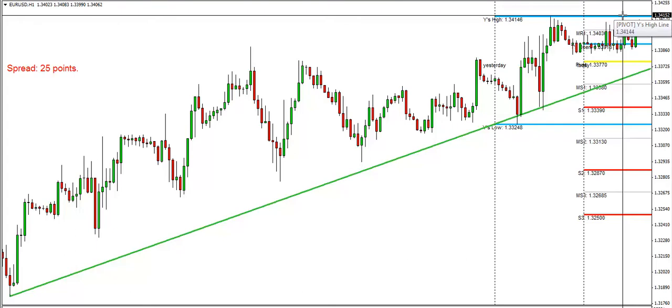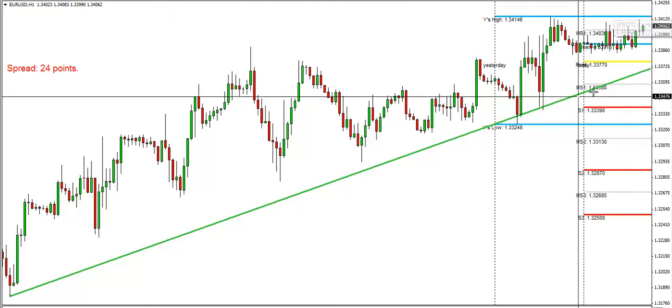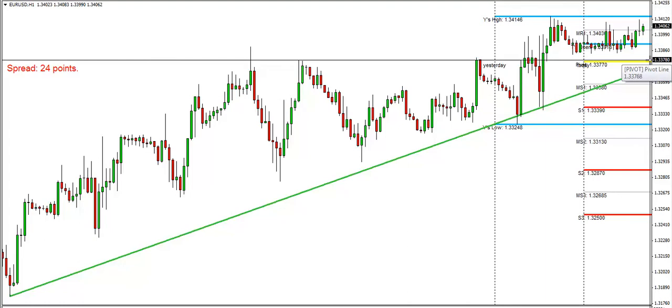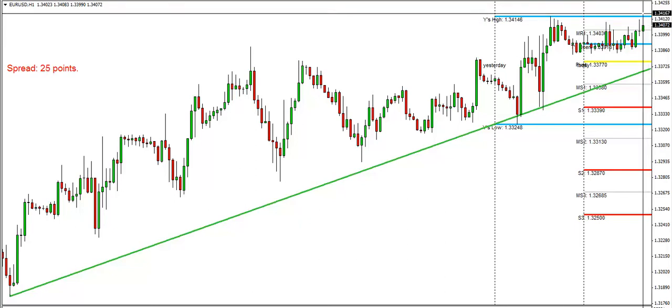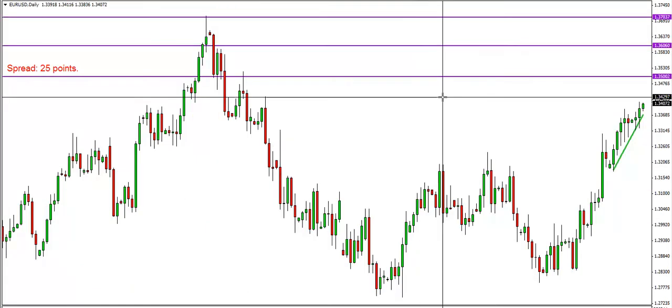This is the 1 hour chart of the euro dollar, and right here we have a very bullish triangle that is forming, and we have positive price action. Now this can change in a second, and so it all depends on the FOMC rate decision. Okay, so now let's take a look at the daily chart to see some potential targets.